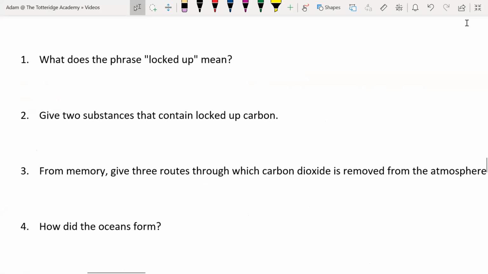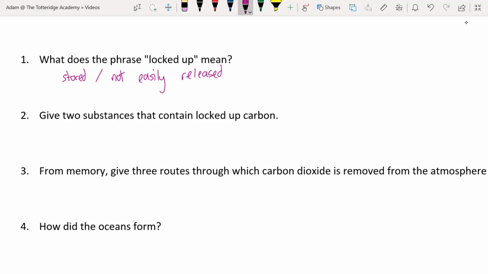What does the phrase locked up mean? There's a few different ways to put this. You could say stored, or you could say not easily released. I think that's probably the best way to put it, that it's not easily released. We can get the carbon dioxide out of rock. It's just really difficult. So saying that it's not easily released would be enough.